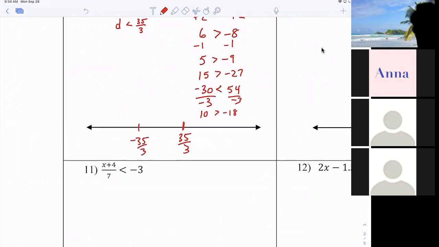And then, is it open or is it closed? Open or closed? You said them both. Open. So we're going to put an open circle at 35 thirds, and then what direction are we going? Right. Who said right? Less than is what direction? Why are you saying right?